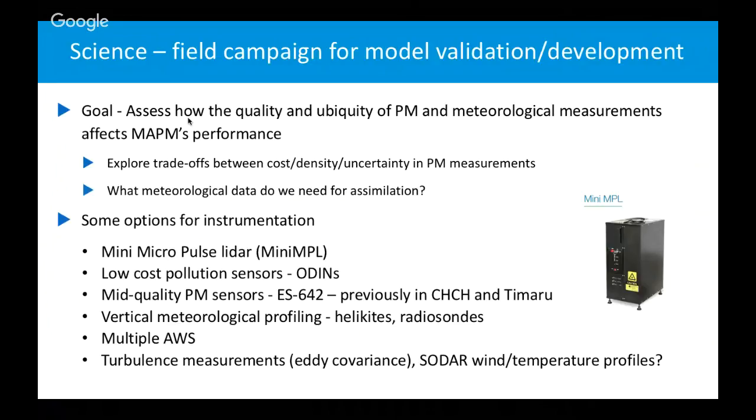And also, what meteorological data do you need to have confidence in the forward model and the meteorology that's being generated? So we'll definitely have multiple weather stations. We'll have some vertical information, either from helikiting, radiosondes, maybe a SODAR, if we can find somewhere that the neighbours aren't going to be annoyed by it, and maybe some boundary layer turbulence measurements as well, just to see if they can be useful in terms of validating or running the model.